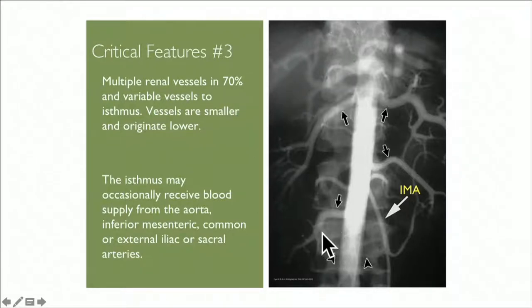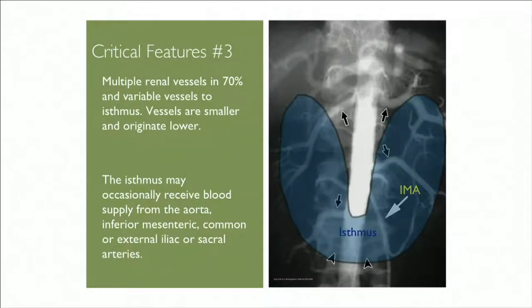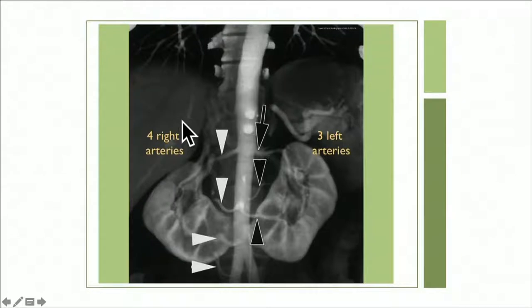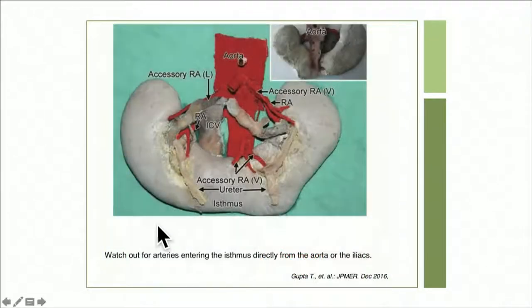Remember that the isthmus can be a problem in this case, and that the isthmus can receive blood supply from the aorta, the IMA, the common or external iliac, or even sacral arteries. So again, here's our isthmus, and there's the IMA. Danger if you don't anticipate this. So here's an example of a patient that has four renal arteries serving their right moiety and three serving their left moiety. And you can see an artery down here specifically coming from the common iliac to the lower pole of the right moiety. So this is a little bit of a danger spot if you don't anticipate that when you're operating on these kidneys.